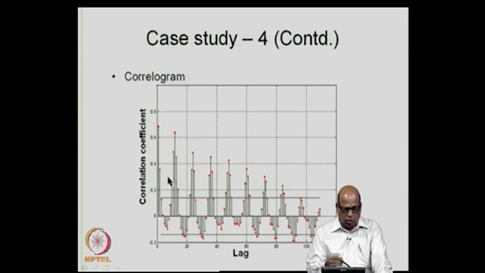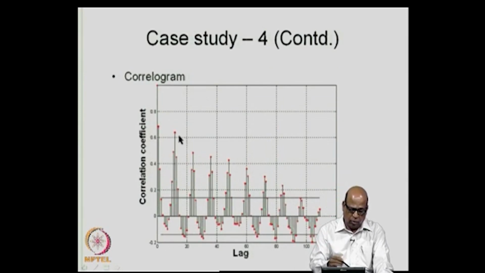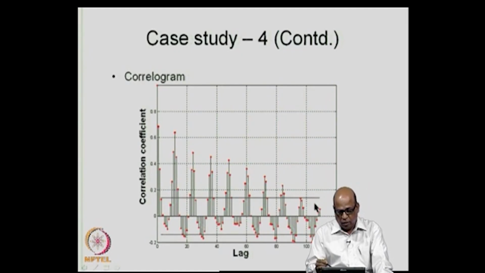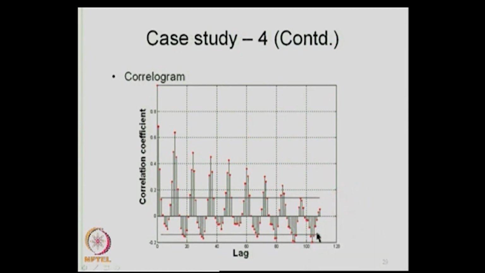Then we construct the correlogram. The correlogram shows periodicity, but there are a large number of periodicities which are insignificant. As you can see, these are the bands of 2 by root n on either side, that is plus minus 2 by root n. Mostly only the positive correlations are significant, and most of the negative correlations are insignificant in this particular case. Although this does indicate that there are periodicities present here.